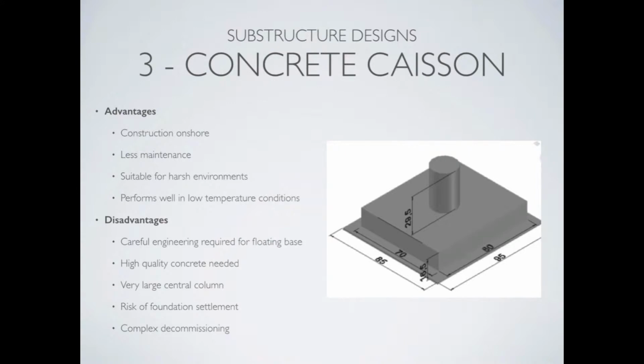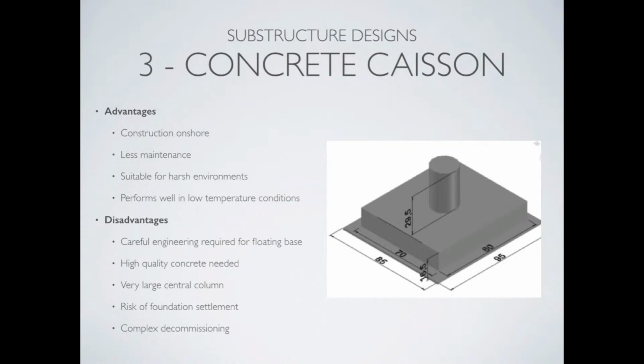The concrete caisson consists of a heavy concrete base and a single large column. Construction is done onshore, ensuring a watertight caisson. The structure is then floated into place and sunk by pumping water. This structure offers good performance in low temperature conditions, however there is higher risk of foundation settlement and decommissioning will be complex.